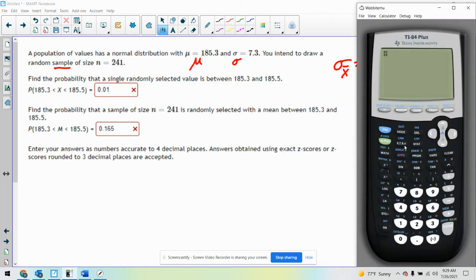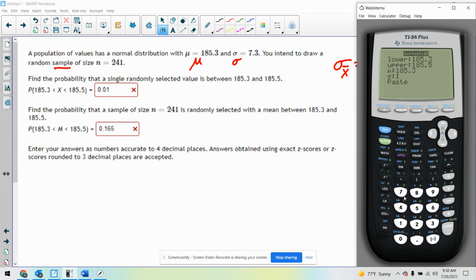I'm going to go to my distributions menu. We're talking about a normal distribution, so we're just going to do normal CDF. Click that. And then it says our lower bound. So this wants to know values between 185.3 and 185.5. Lower bound is 185.3. Upper bound is 185.5. Mu is 185.3.